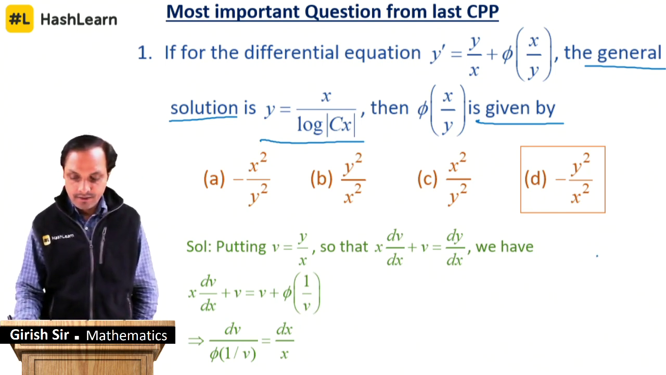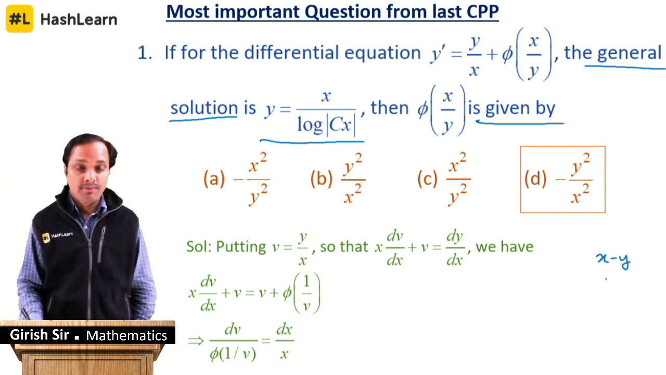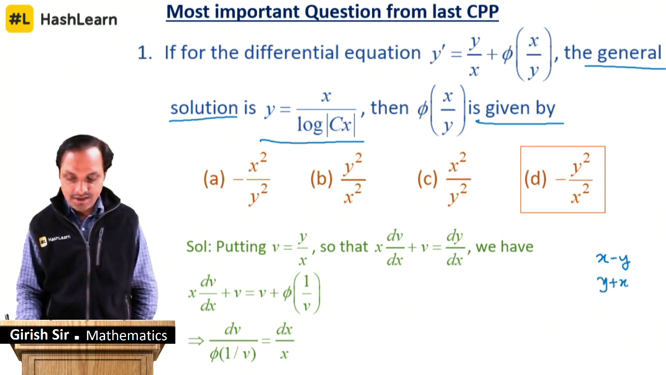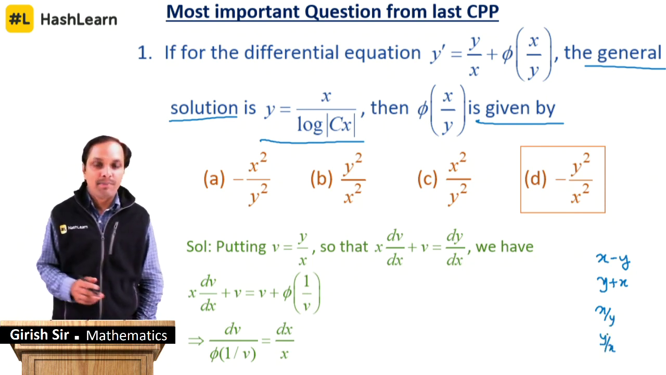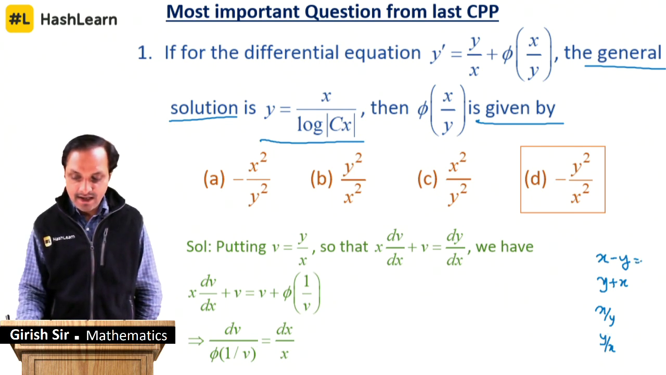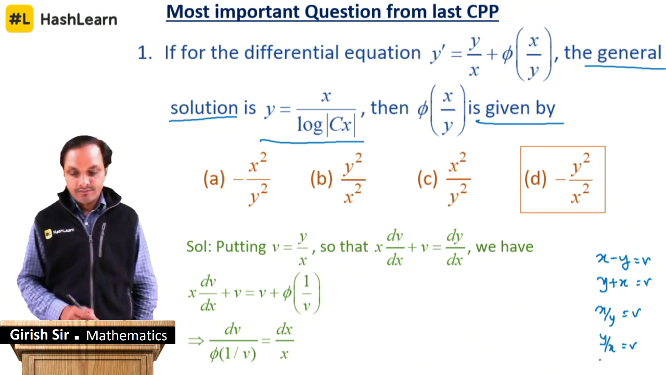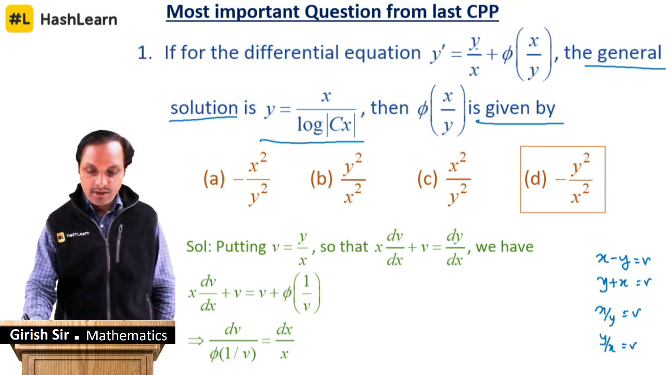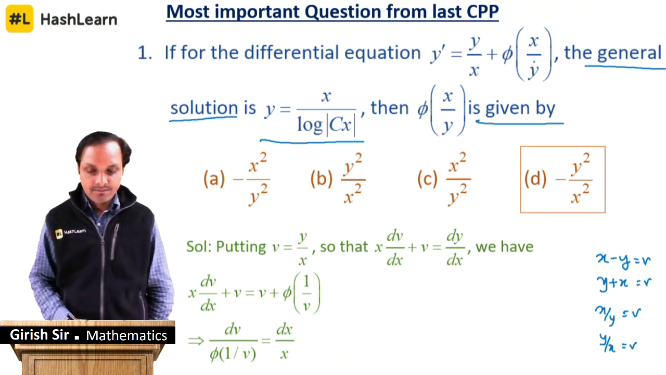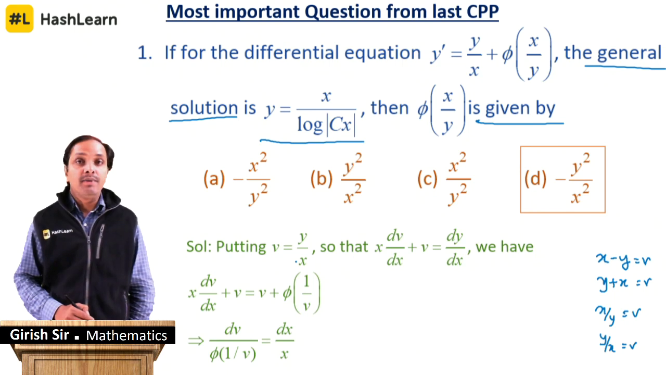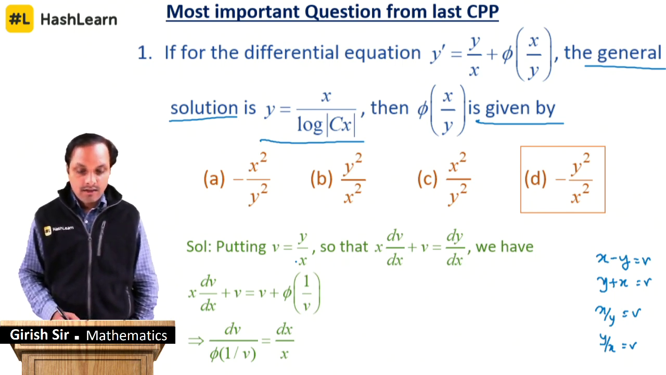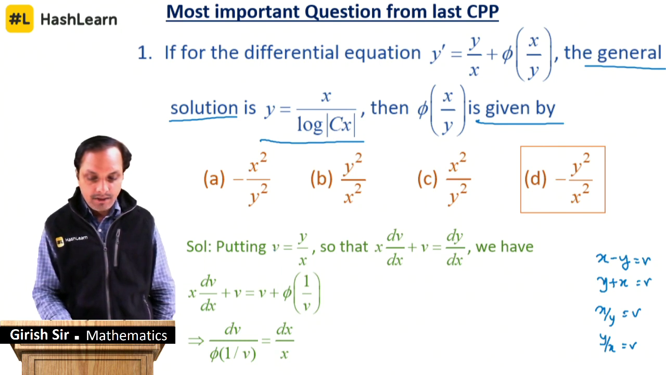You know that I have told you, whenever you have terms like x minus y, y plus x, x by y by x, which you cannot separate, you need to take that as v or u, whatever you want. Here y by x is there and x by y is there. So put y by x as v, so y is equal to vx.